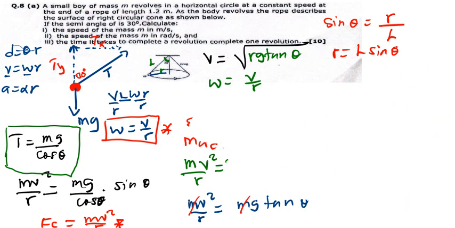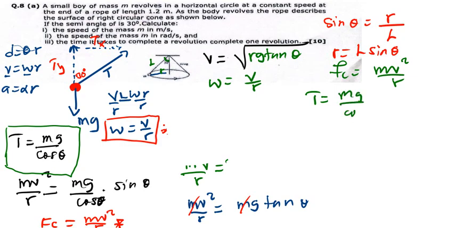But what if I want to find the centripetal force? So the centripetal force is given by mv squared divided by r. At the same time, I can also find the tension force using mg divided by cos theta, provided that I have the mass and the theta.